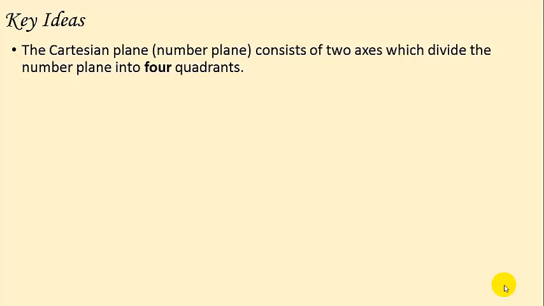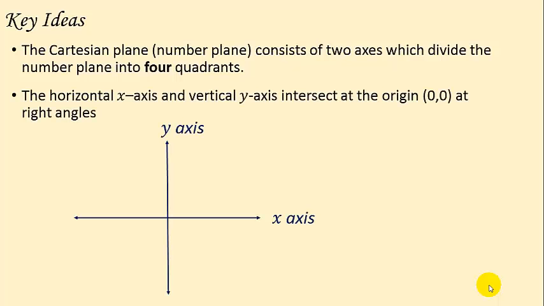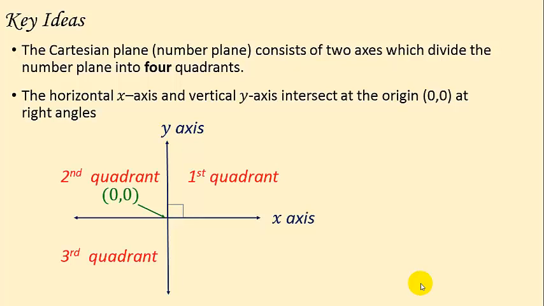The Cartesian plane or number plane consists of two axes, which divide the number plane into four quadrants. We have the x-axis, the y-axis. The horizontal x-axis and vertical y-axis intersect at the origin and at right angles, giving the first quadrant, the second quadrant, the third quadrant, and the fourth quadrant.